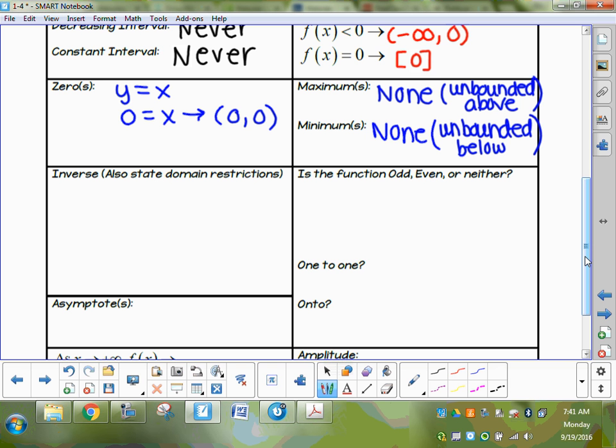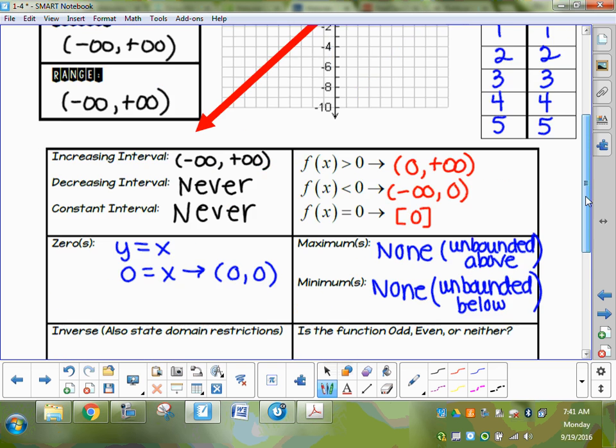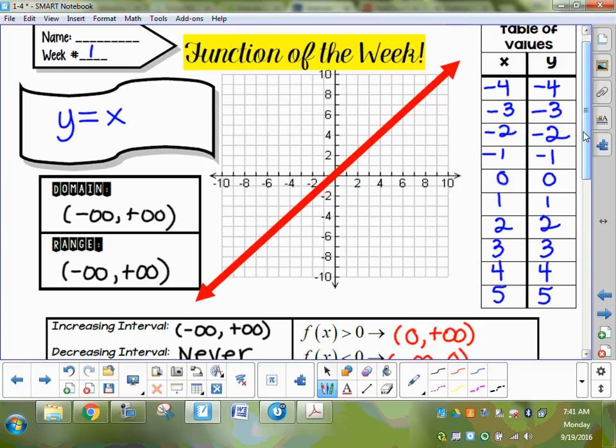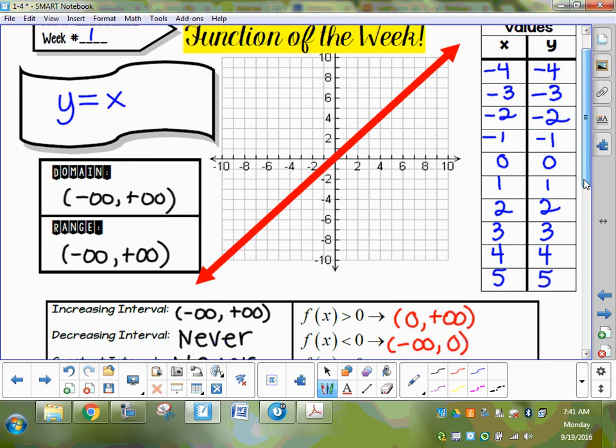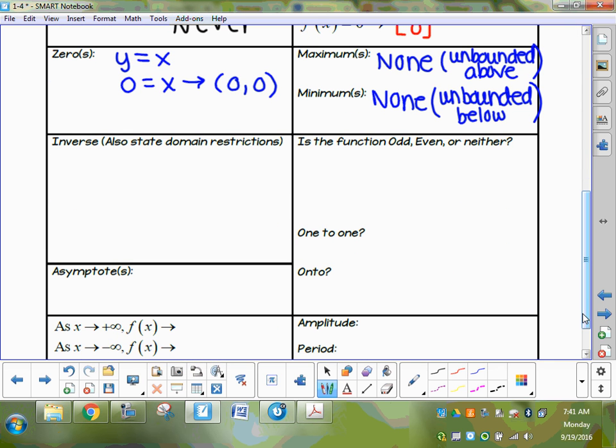So, in this case, on the Cartesian plane, the outputs are the y values. Is every y value used? Yes or no? As I go down to negative infinity, they're all used. As I go up. So I would say that this is onto. So we say every output is used.